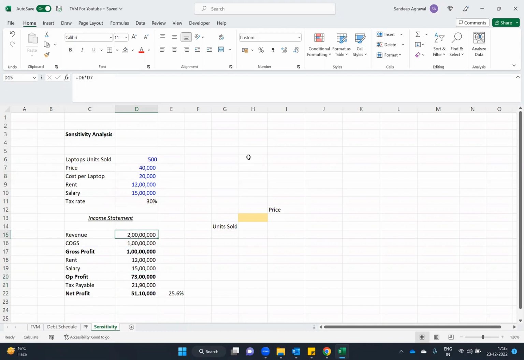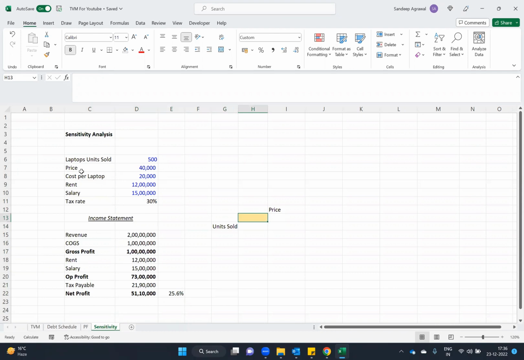Now we will be using important tool, sensitivity analysis, to understand what can happen to our profit if some of the input data gets changed. Let's say the number of units sold gets increased or decreased, or the price increases or decreases. Depending upon that, how will our bottom line have an impact?